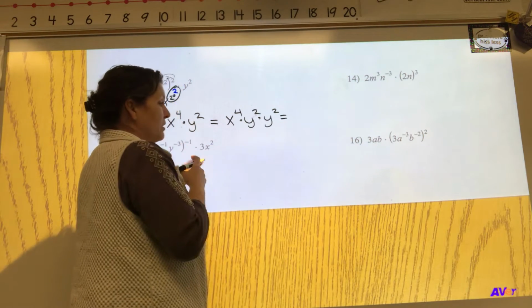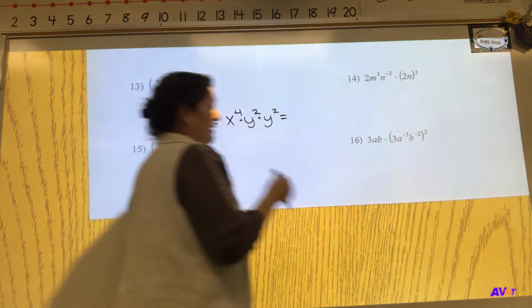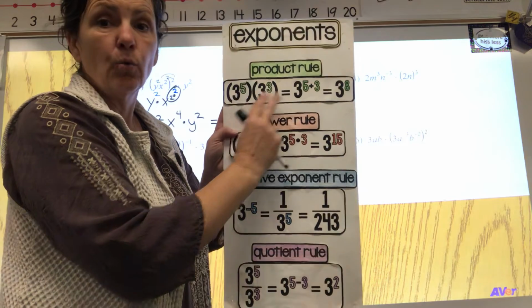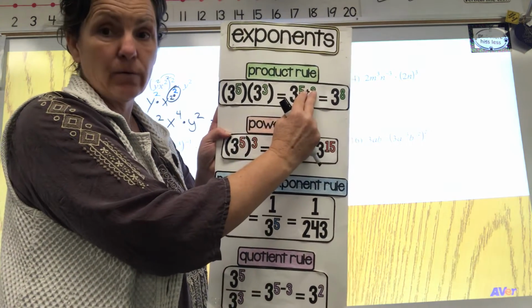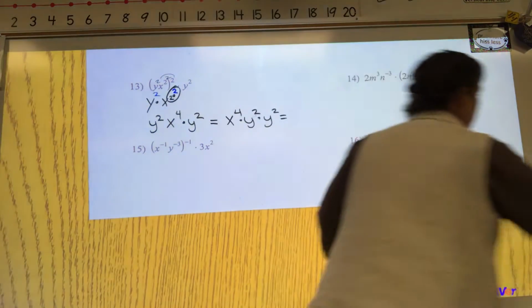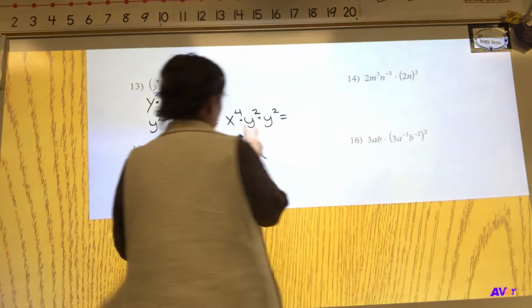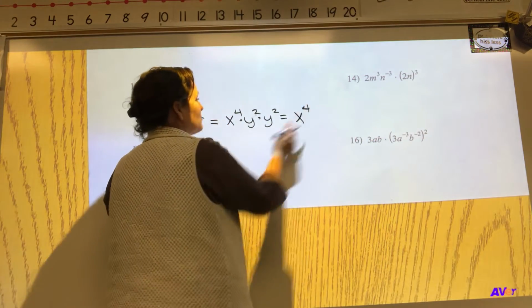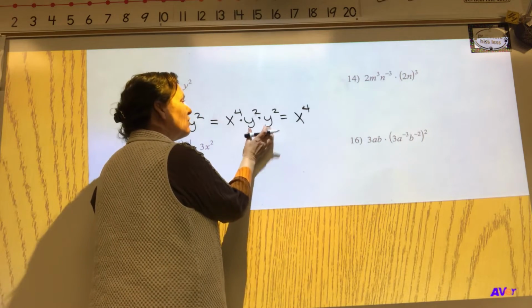So that product rule stated that if we have like bases, we keep the base and we add our powers. Okay, let's do that. You're a different base. You're all by your lonesome, Mr. X guy. You're x to the 4. But these Y guys are like.